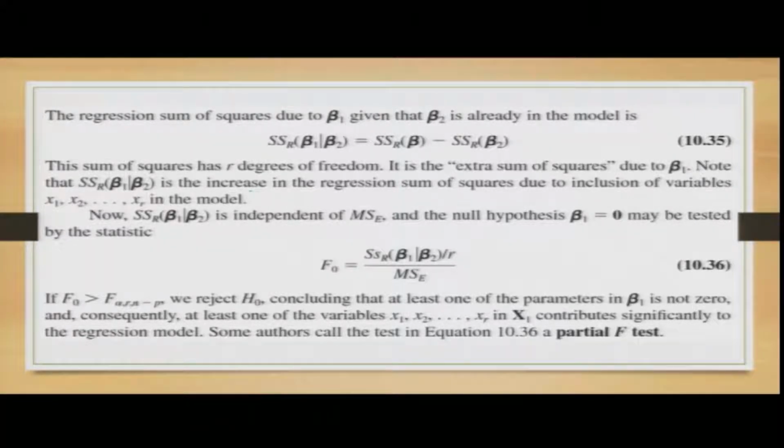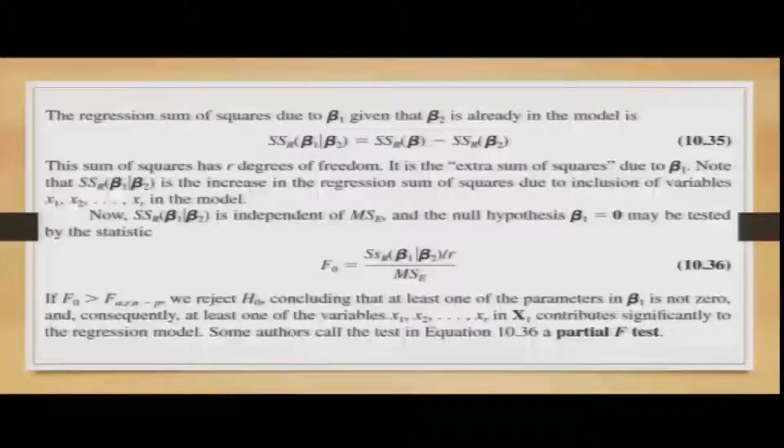This sum of squares has r degrees of freedom; it is an extra sum of squares due to beta 1. So, k, the number of independent variables, had been divided into r and k minus r. Whether r is for beta 1 or beta 2 is basically a nomenclature and just a method of how you are trying to do it. But remember that the matrix multiplication should be commensurate, in the sense that the rows and the columns should be such that the matrix multiplication concept stands true.